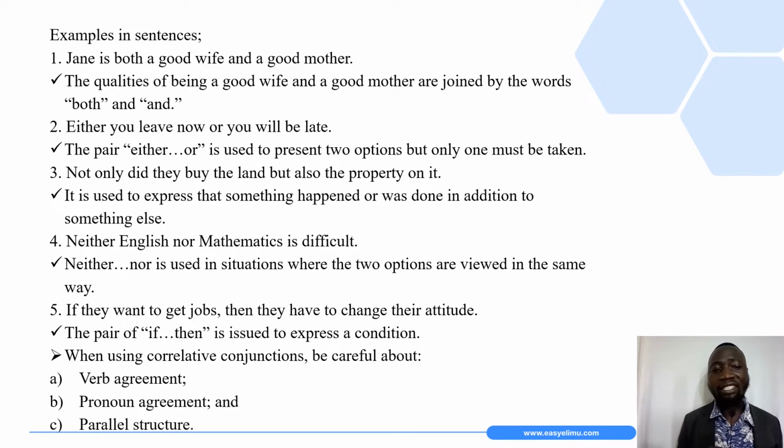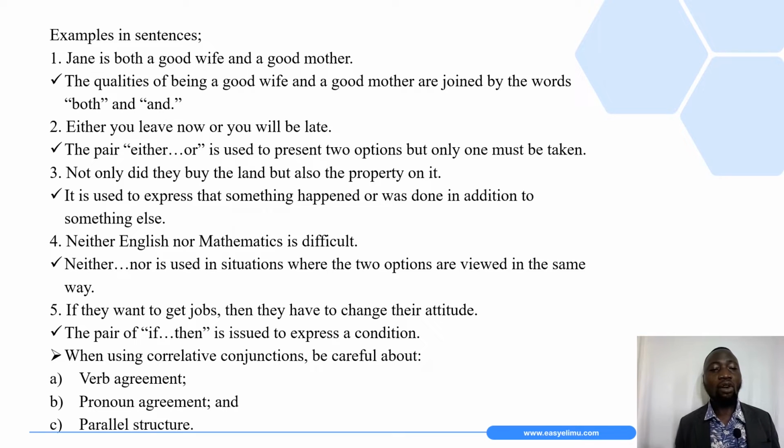So examples in sentences, we have, Jane is both a good wife and a good mother. So I'd like us to study that sentence. Looking at the sentence, you realize that the qualities of being a good wife and a good mother are joined by the words both and.